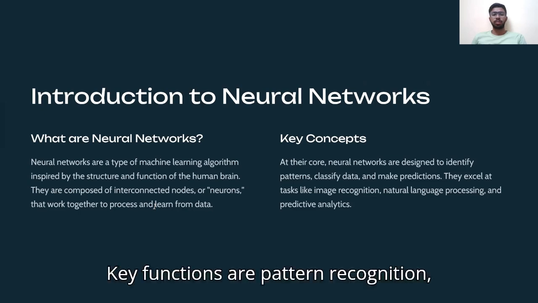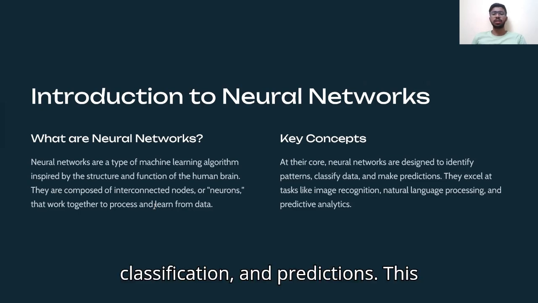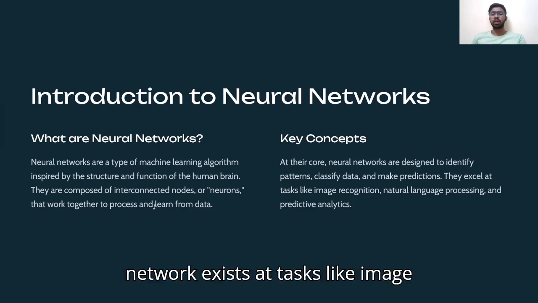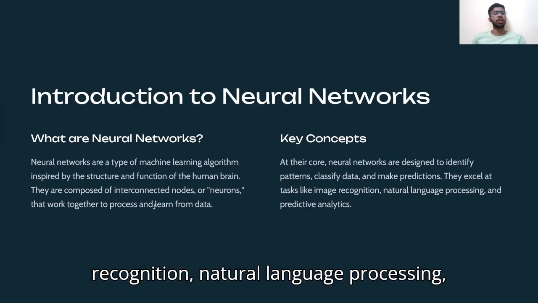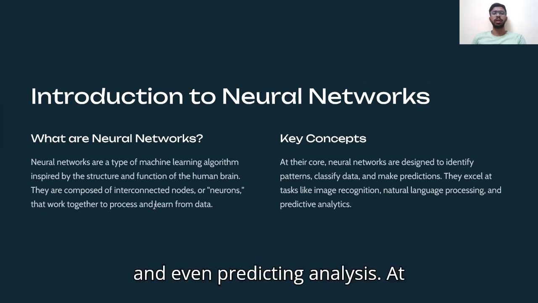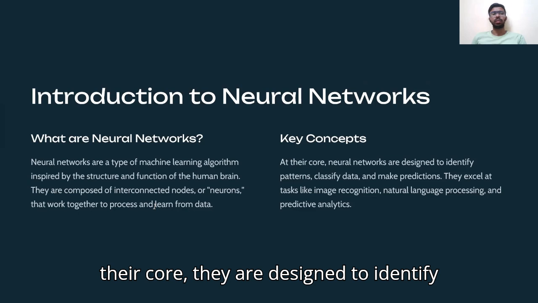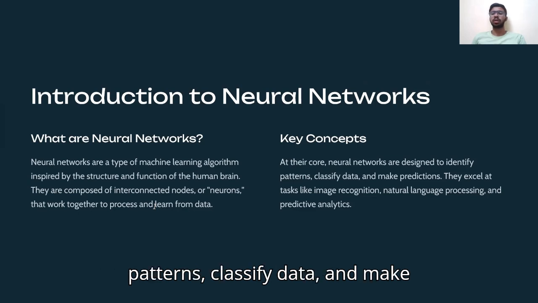Key functions are pattern recognition, classification, and prediction. These networks excel at tasks like image recognition, natural language processing, and even predictive analysis. At their core, they are designed to identify patterns, classify data, and make predictions based on the input.